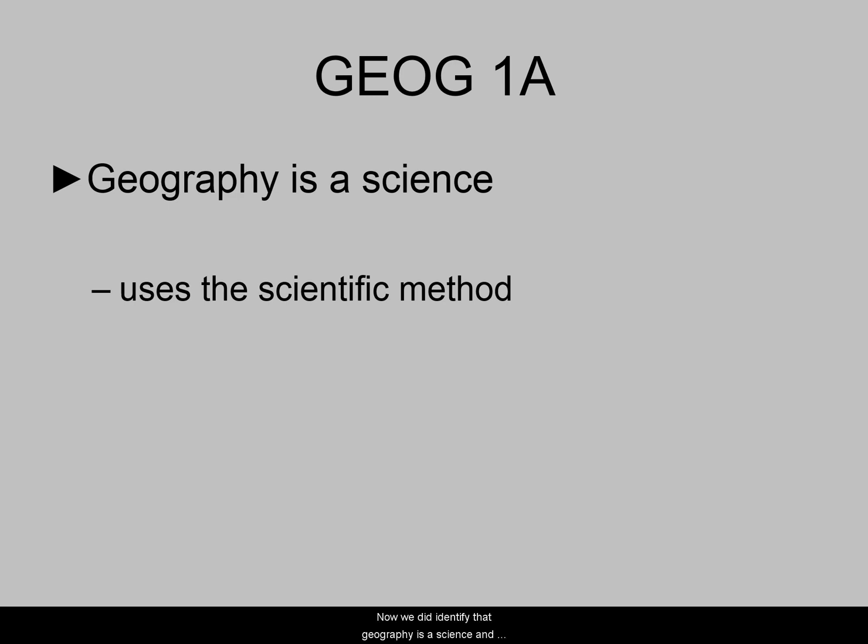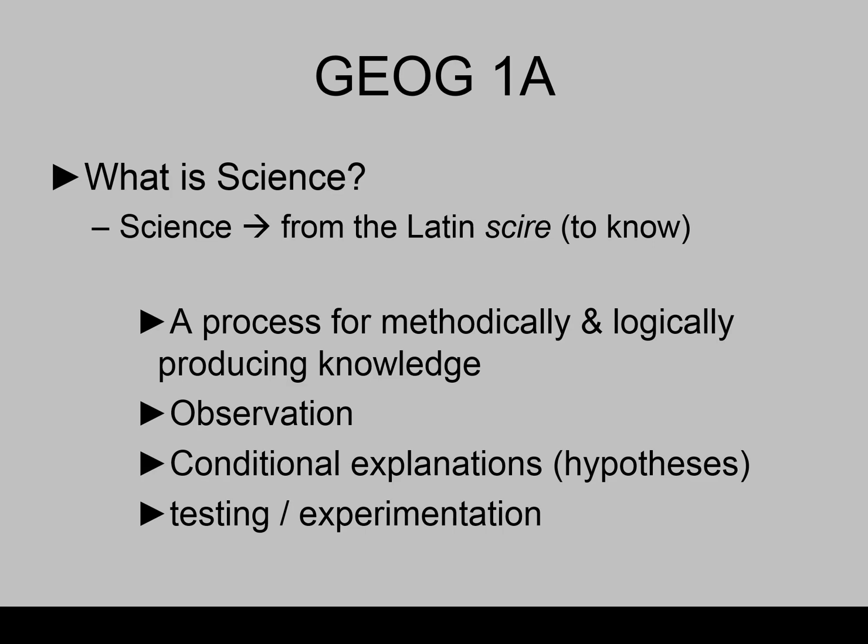Now, we did identify that geography is a science, and we know that science disciplines use the scientific method. And a little bit of review here. So when we say what is science, we know that science comes from the Latin word scien, to know, and the scientific method is a process that methodically and logically produces knowledge. The scientific method involves observation. It involves conditional explanation, so a hypothesis, and it involves testing and experimentation.